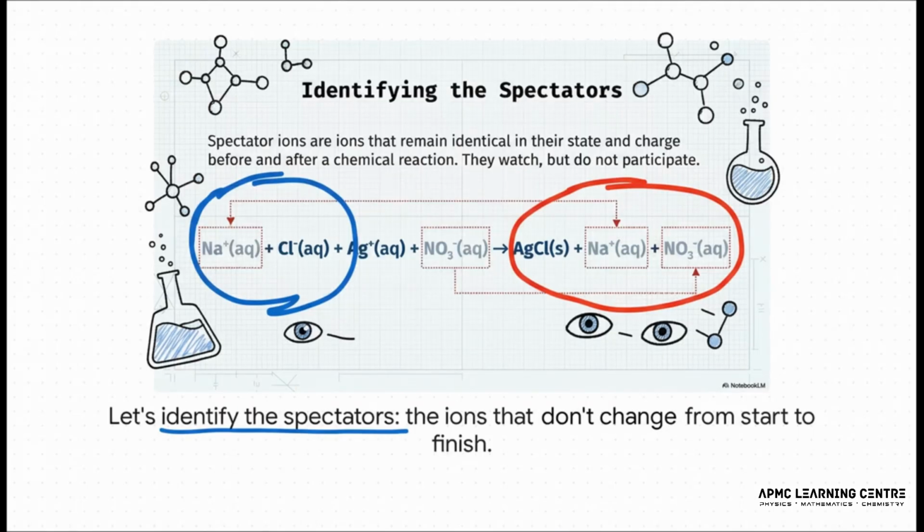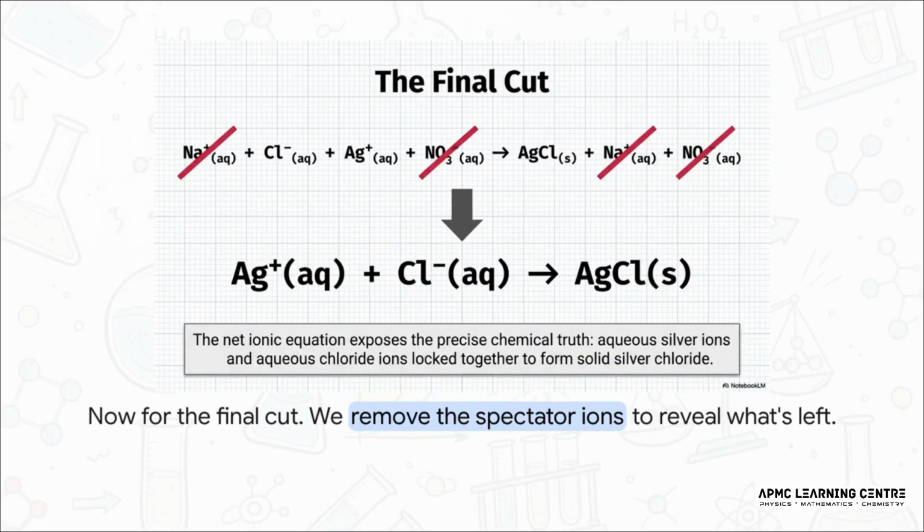So let's find them in our equation. Just look for any ion that is exactly the same on the left side and the right side. See them? Yep, the sodium ion, Na+, is aqueous on both sides. And look, the nitrate ion, NO3-, is too. They haven't changed one bit. Those are our spectators. And now, for the final cut. We get to just cross them out, cancel them. Since they were just part of the background noise, we can remove them completely. And when we do, we finally reveal what's left.